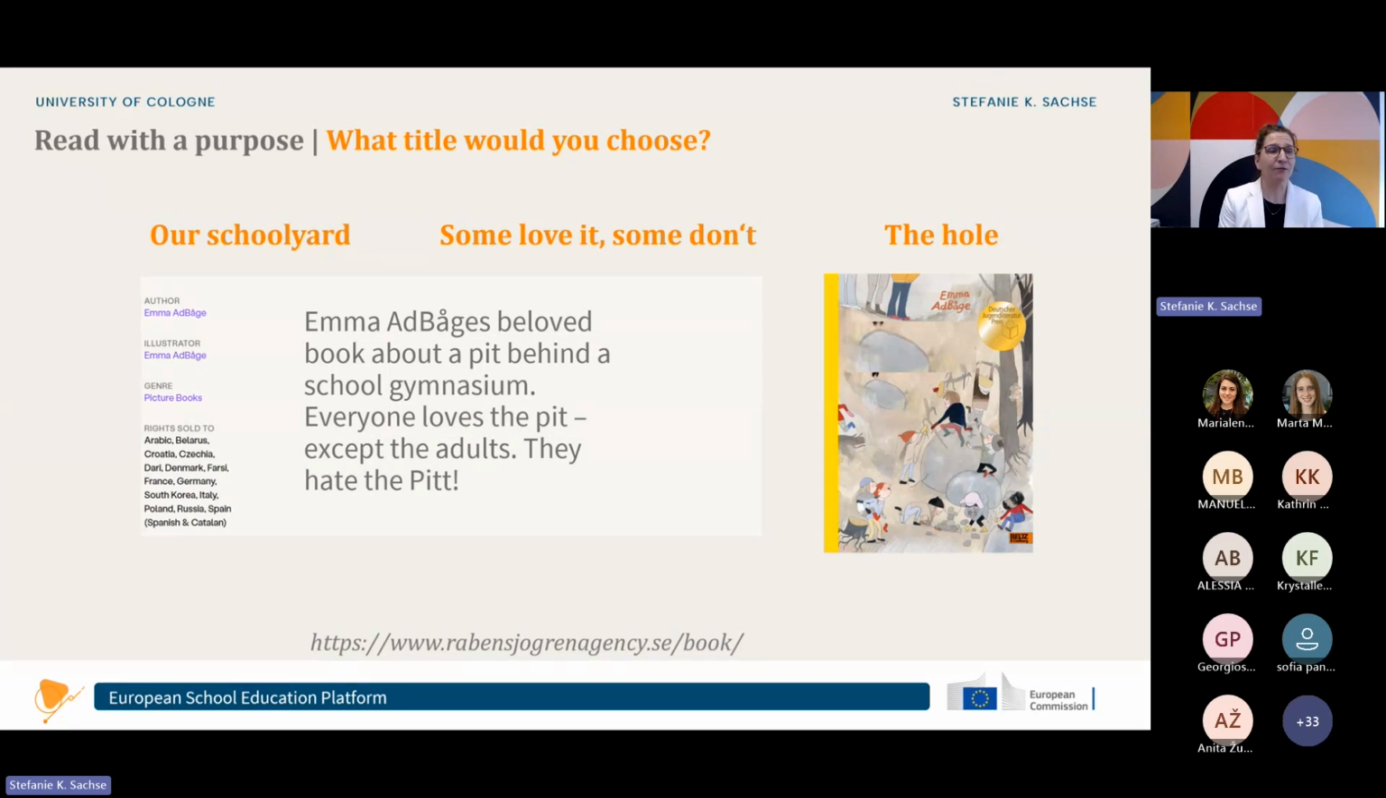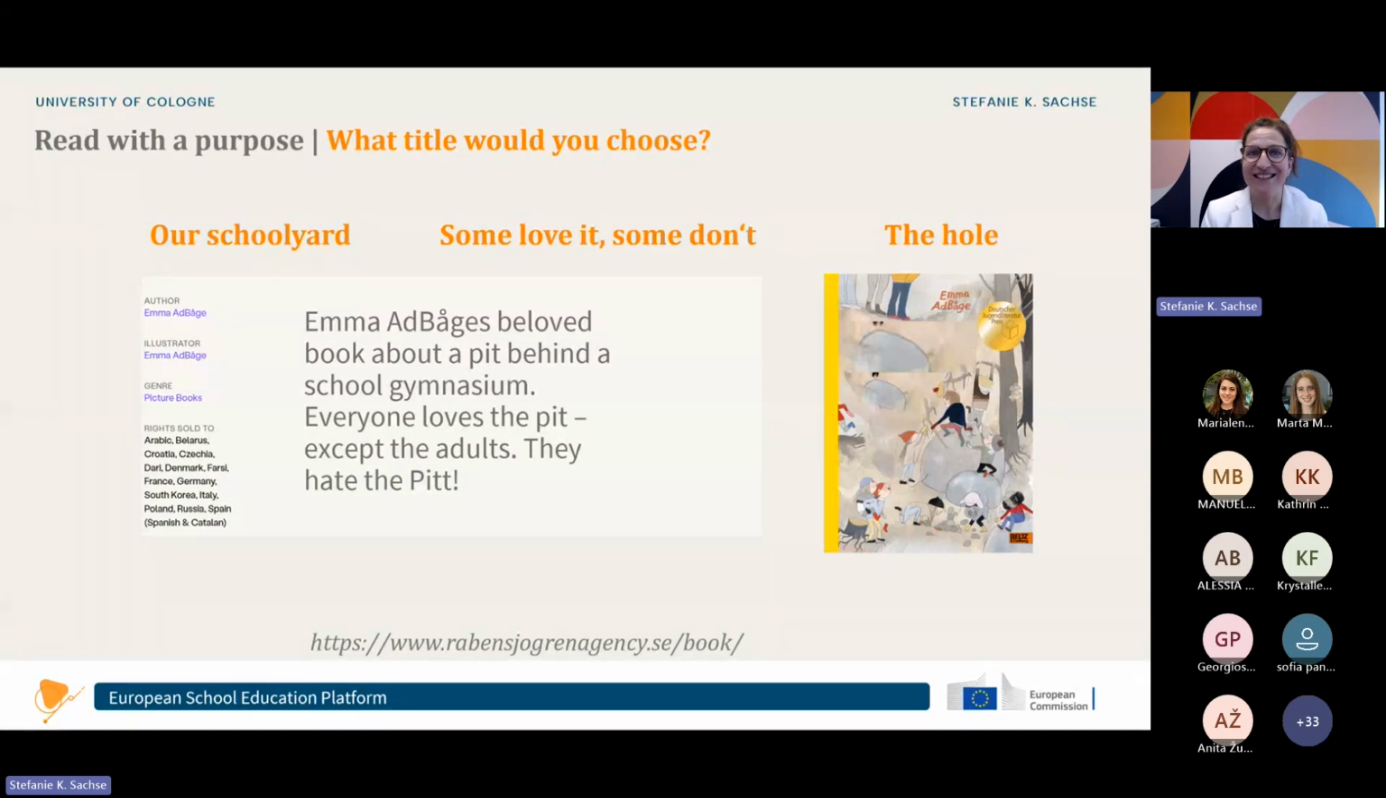And then we read the book, or we read this description today here now with this short amount of time. I could read Emma Atboge's beloved book about a pit behind a school gymnasium. Everybody loves the pit, except the adults. They hate the pit. In the classroom, we would read the whole book. We would look, I would translate, I would explain, and then we could talk about what would be a good idea. And we can do this activity with books we have to, but then there's one important tip.